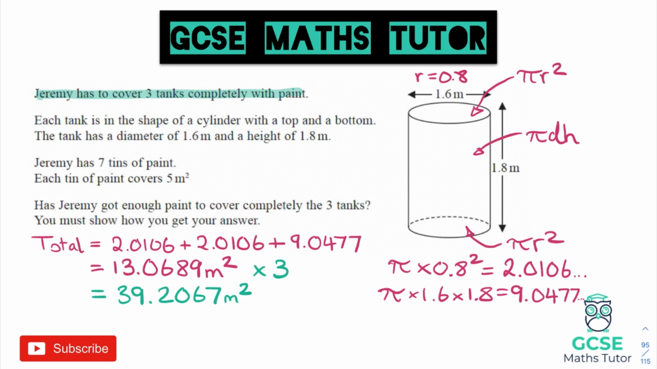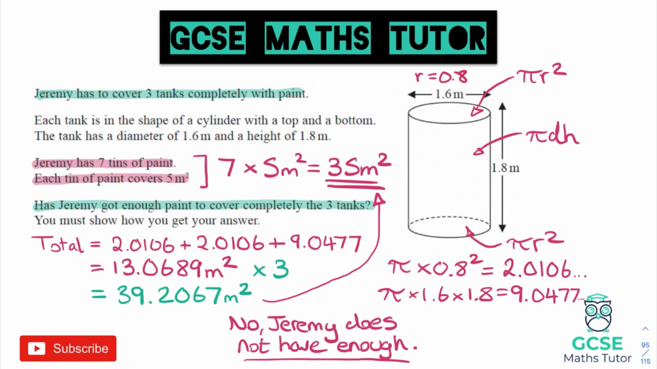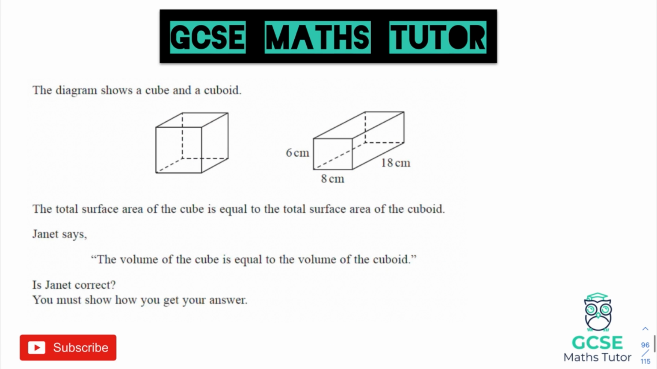This one was a functional question that looked at 3 of those tanks, so we would times it by 3, and it said that we had some paint that had to be covering them. So 7 tins of paint at 5 metres squared per tin. We then just made a comparison, so some slightly trickier questions with these.